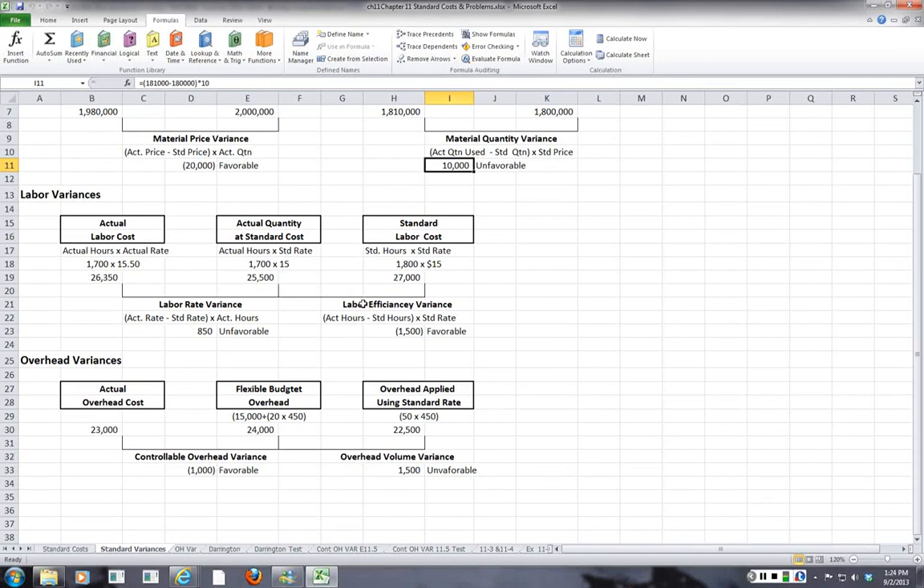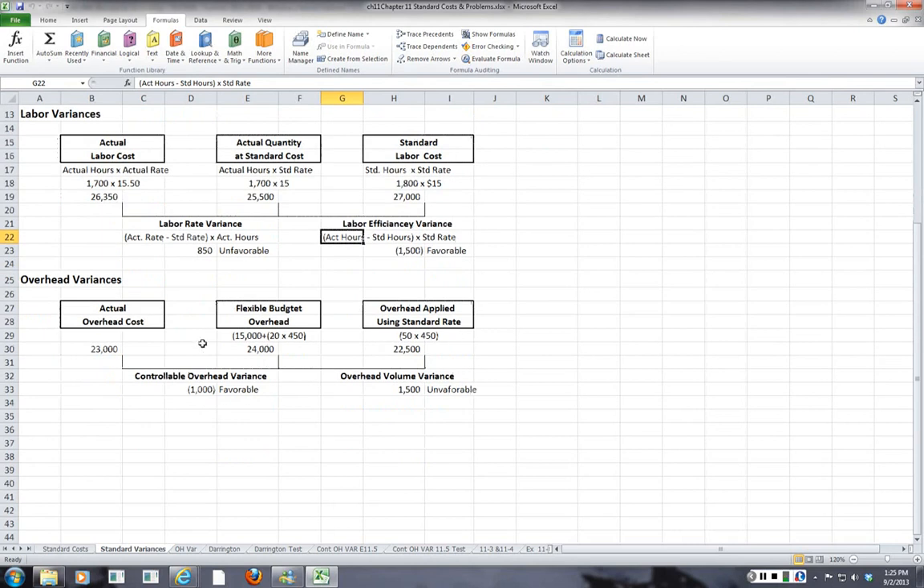Now, to come up with the labor efficiency variance, we compare the actual quantity at the standard cost, which is $25,500, with the standard labor cost, which is $27,000, and we come up with a favorable $1,500. The reason it's favorable is because the actual quantity at standard is lower than the standard labor cost. Another way of looking at that is we take the actual hours that were used, subtract that from the standard hours, and multiply that by the standard rate to come up with the labor efficiency variance.